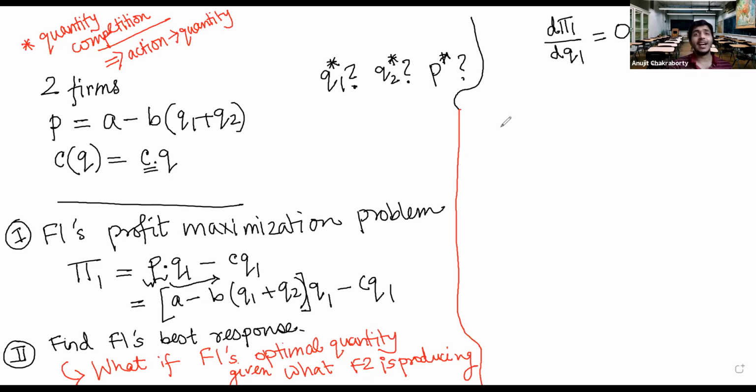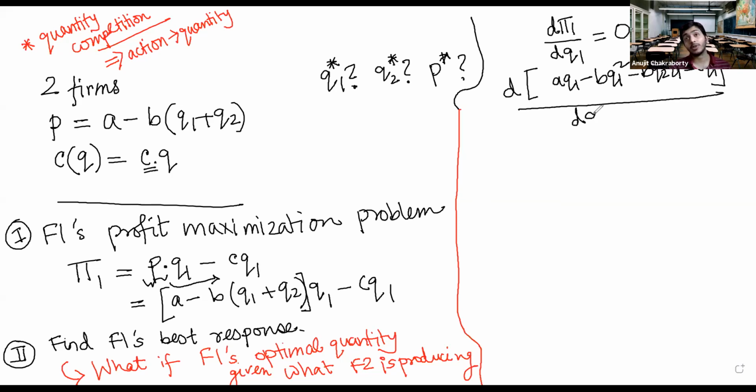So then how do you figure that out? Well, let's write down the profit. The profit is AQ1 minus BQ1 squared minus BQ2Q1. And there's more. So it doesn't just end there. Let me remove this and let me write down what else we have. We have a minus CQ1. That's the whole of the profit. That has to be differentiated with respect to Q1 and has to be made equal to 0.